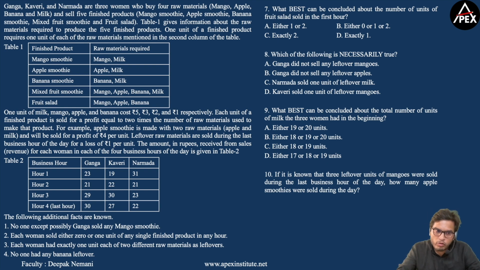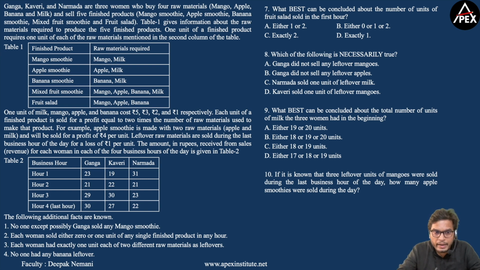Right? And we are also given 4 additional statements stating that no one except possibly Ganga sold any mango smoothie. Kaveri and Narmada didn't sell any mango smoothie. If there is any mango smoothie sold, that was sold by Ganga. Now each woman sold either 0 or 1 unit of any single finished product in any hour. In any of these 4 hours, you cannot have, for example, Ganga selling 2 mango smoothies. So it can be either 0 or 1 unit of any single finished product.